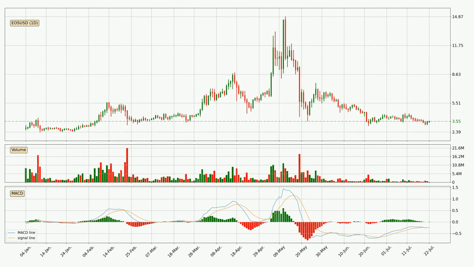Jumping to the daily MACD, the MACD line is above the signal line, which shows that the current trend is on the upside. Looking at the MACD histogram, we can see that the momentum is strong at the moment and we can expect the price to continue growing or maybe at least remaining the same for some time.